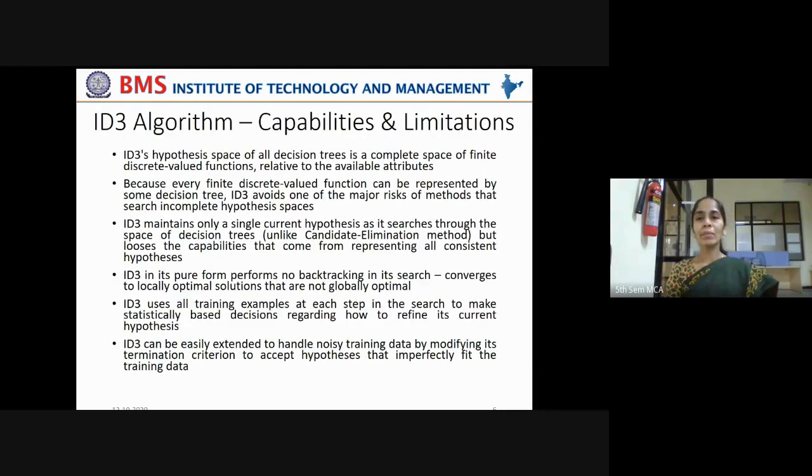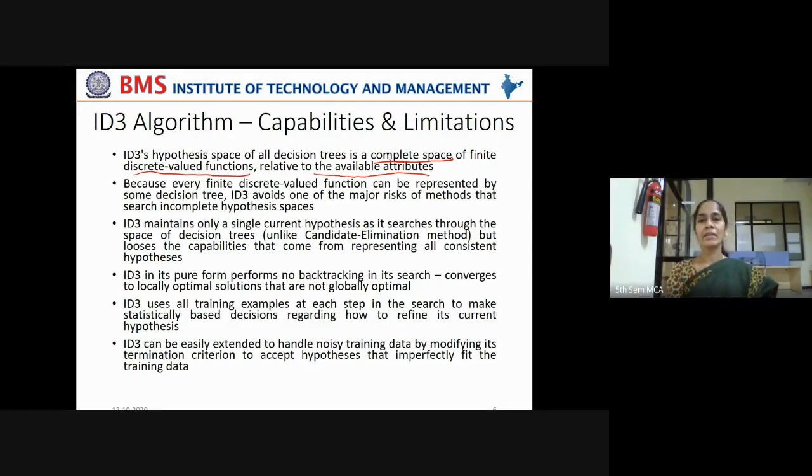Now, what are the capabilities and limitations of this ID3 algorithm? ID3's hypothesis space of all decision trees is a complete space. Remember, it is a complete space of finite discrete valued functions relative to the available attributes. Okay, it is in the form of discrete valued functions.